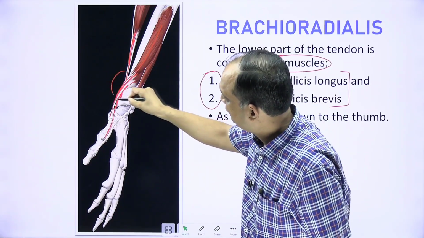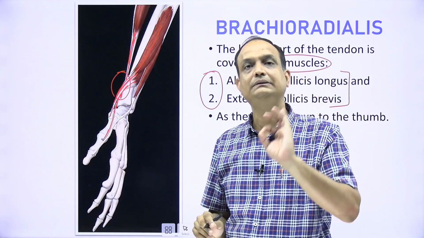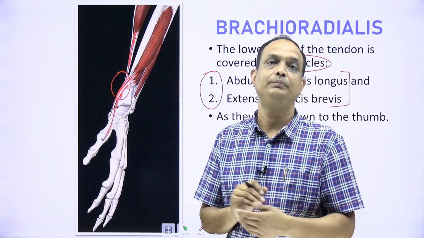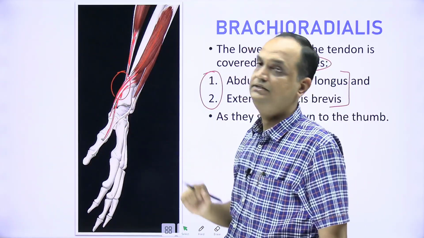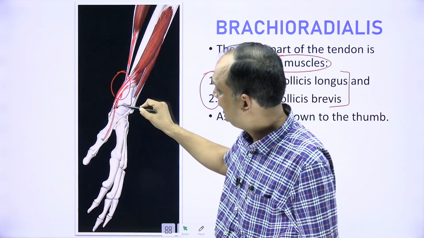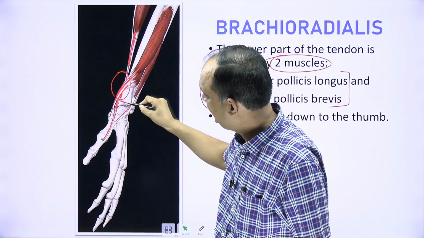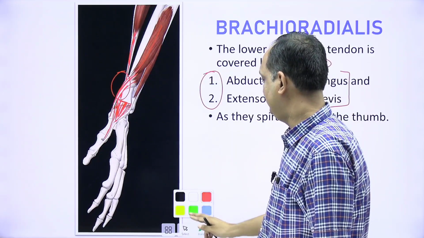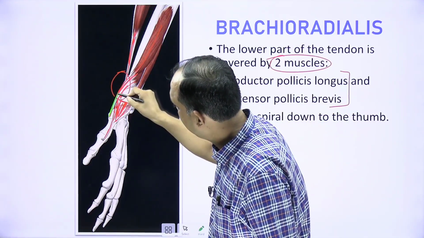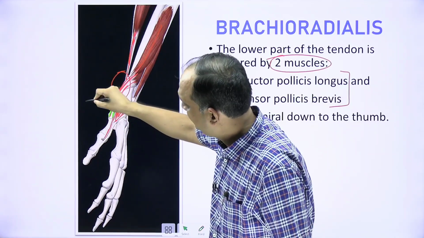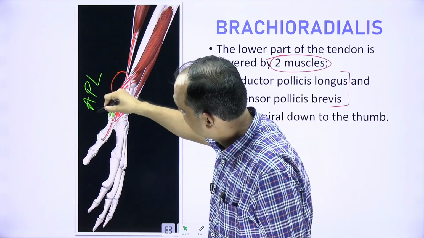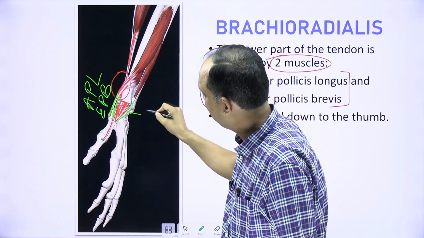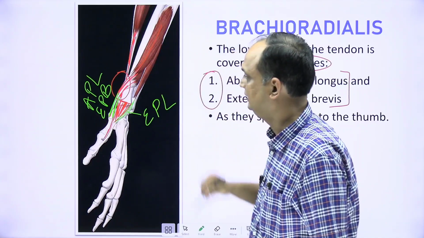So, this is the question of your exam: which muscle tendon crosses or lies superficial to the tendon of brachioradialis near its insertion. So, my dear students, you have to keep in mind that this is the area of the anatomical snuff box, and the anatomical snuff box is bounded on one side by two tendons. What are these tendons? Abductor pollicis longus, extensor pollicis brevis, and on the medial side it is bounded by a single tendon of extensor pollicis longus.